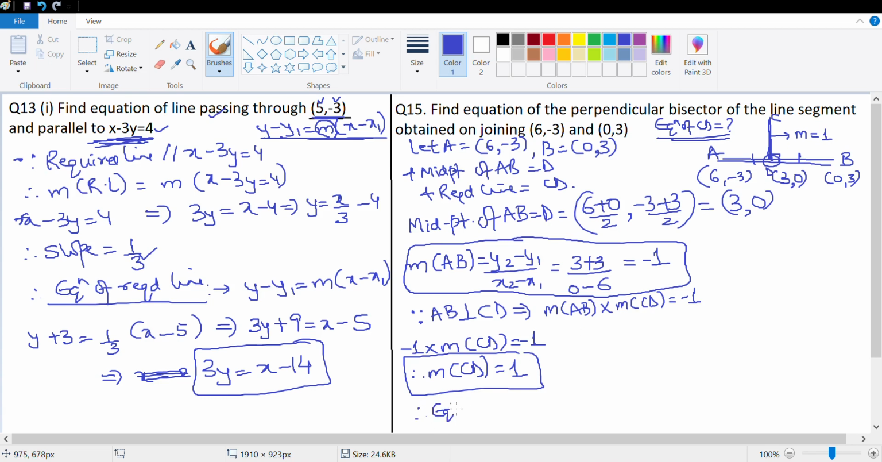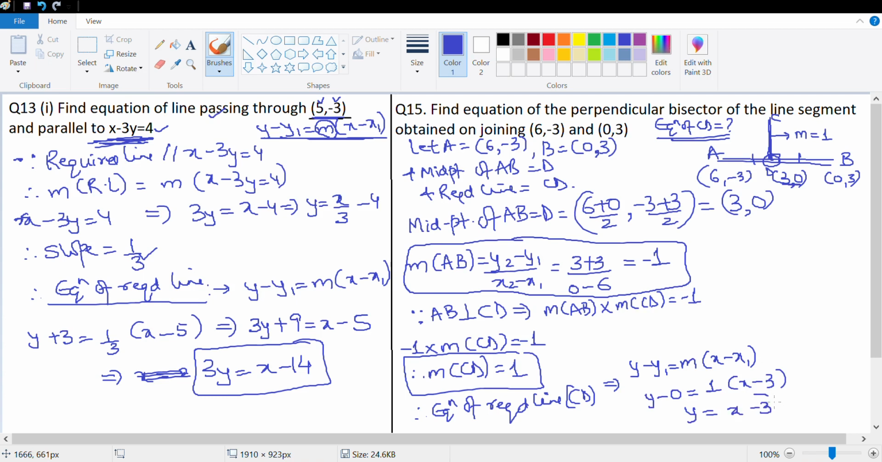Therefore, the equation of the required line, in this case CD, will be given by y minus y1 is equal to m times x minus x1. In this case, it is passing through 3 0, which means y minus 0 is equal to 1 times x minus 3, which means y is equal to x minus 3. That's the equation of the required line. Let's see what else the question says. It says find the equation. We've already done that. Let's look at the next question.